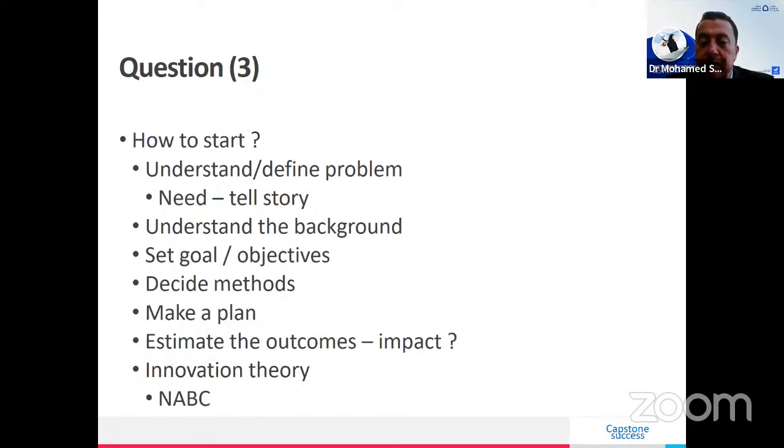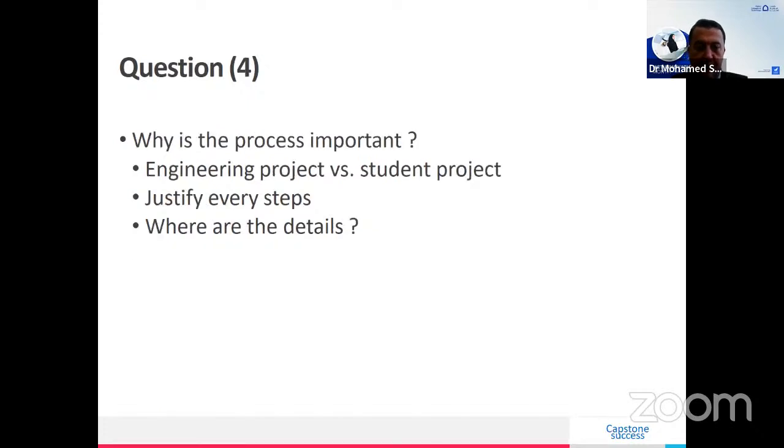See the history. Then you can sit with your team and set goals and objectives for your project and decide on the methods that you are going to use, because there are different methods. Then you make a plan and you estimate the outcomes and the impact. You also do a risk assessment to see what the risks are alongside your project and how you can mitigate them. And you need to follow the innovation theory that I suggest here, NABC, but there are also other methods that you can use. So these are things you need to have planned at the beginning. Please let me know if anything is not clear, or if you cannot hear me. I hope my voice is clear, so let me continue.